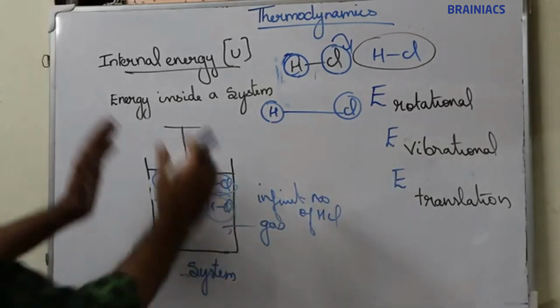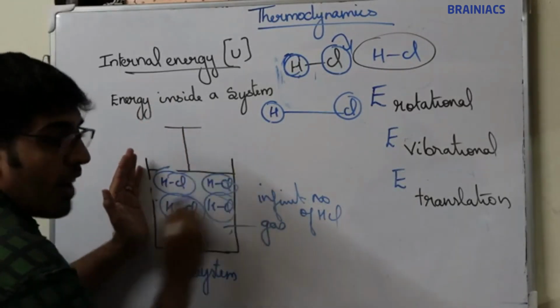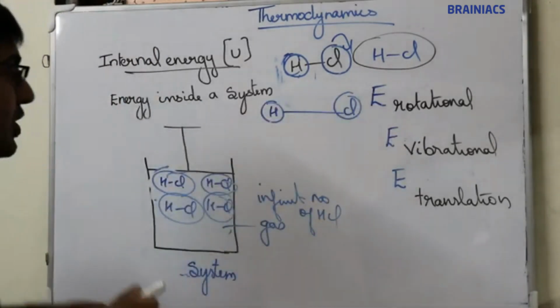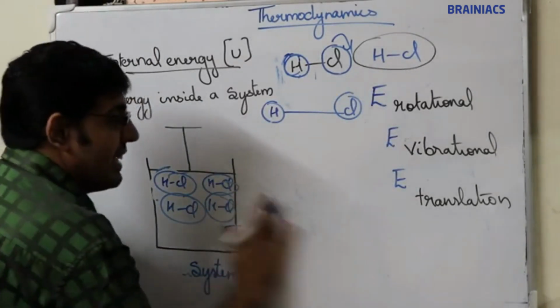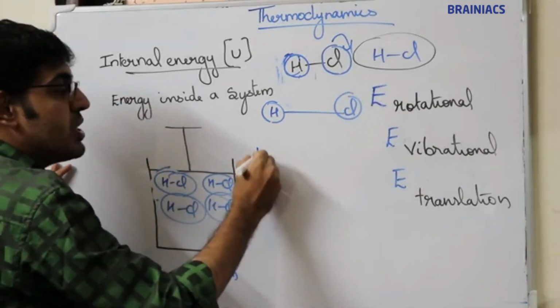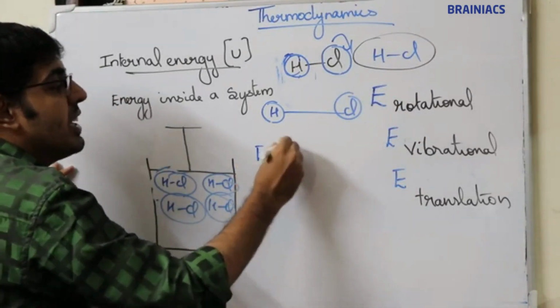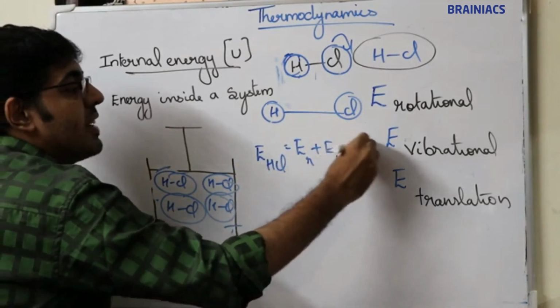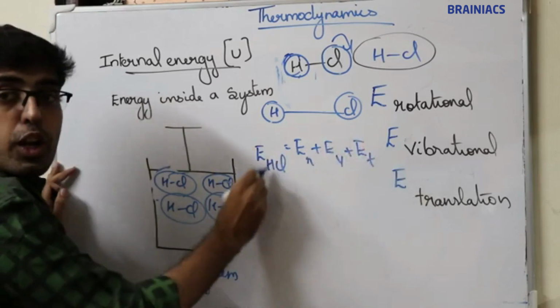That means, if you consider this system, there are a large number of HCl molecules. Each and every molecule can show these three energies. So, the energy for a single HCl molecule is energy of rotation plus energy of vibration plus energy of translation. This is the energy of a single molecule.